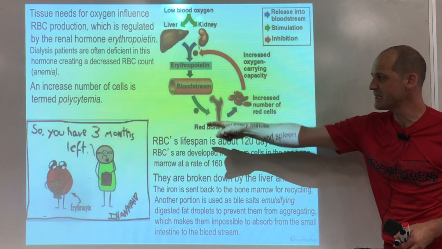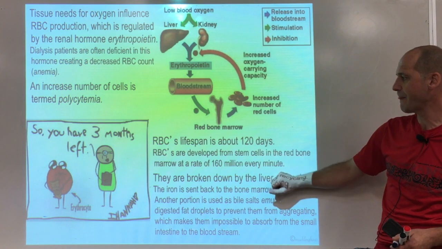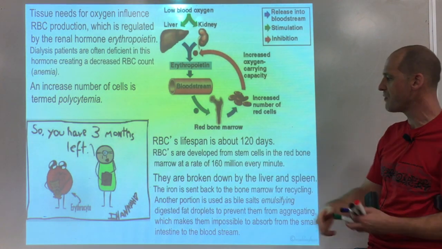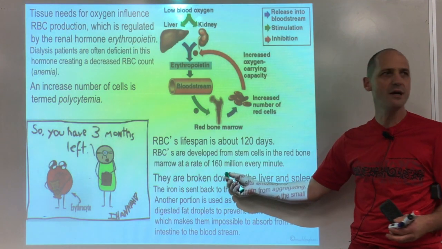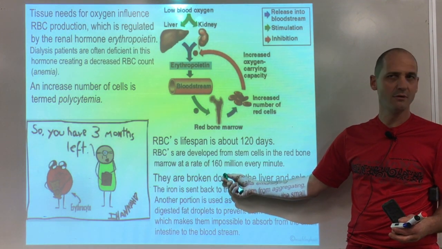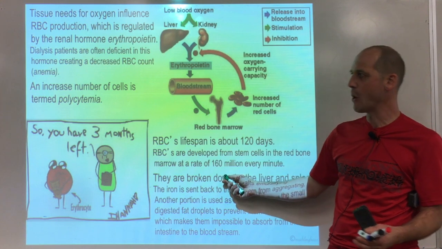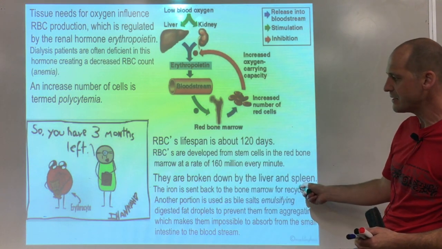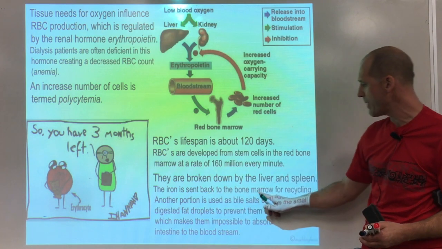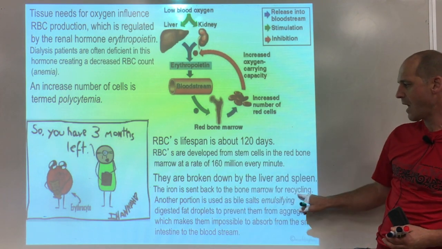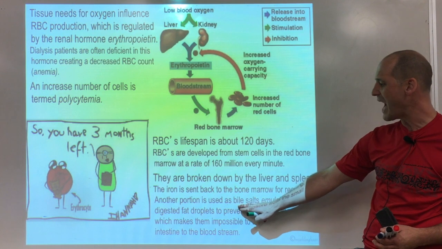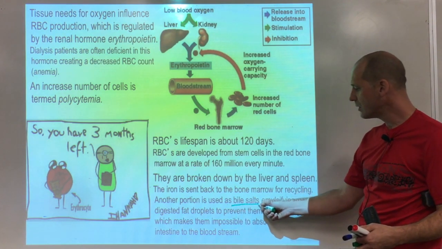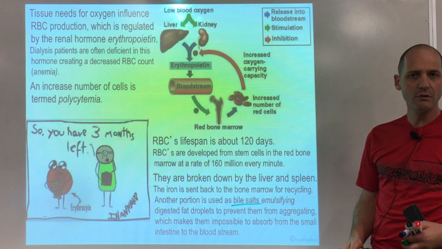Lifespan of an RBC is about 3 months, 120 days. They come from stem cells in the red bone marrow at a rate of about 160 million a minute. So that's why you can fit so many in a small little space. They're broken down by the liver and the spleen. The iron is sent back to the bone marrow for recycling. That's cool. And then another portion is used in bile salts. And bile salts is the gallbladder stuff.